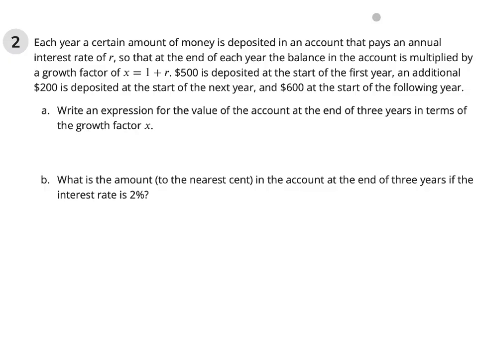Okay, let's take a look at problem 2. This is just like Claire's aunt. So what you have to do is pull out the important numbers. 500 is at the end of the first year, 200 at the start of the next year, and 600 following the years. Now, let's write an expression for the value of the account at the end of 3 years. So after 3 years, 500 got the X in the first year, so it had 3 years to grow. 200 had 2 years to grow. And 600 had 1 year to grow.